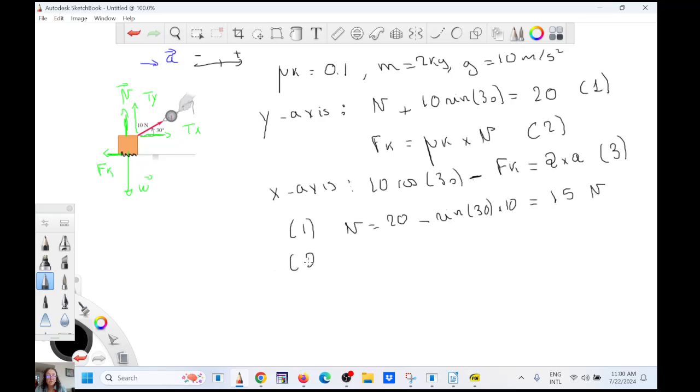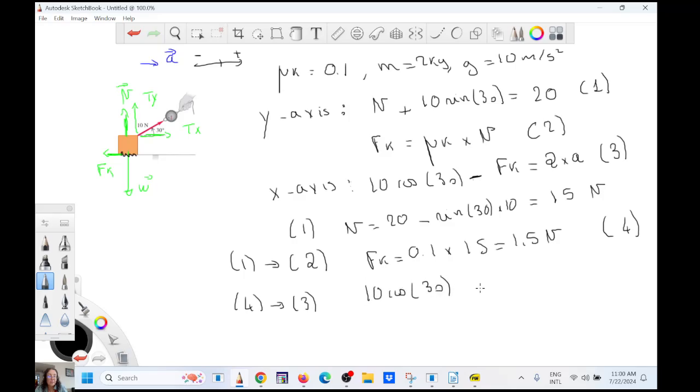Number 2, we use equation 1 in equation 2. So we have the frictional force equals 0.1 times the normal force, which is 1.5 Newton. And you can call that equation 4. So equation 4 into equation 3. So you have 10 cosine 30 minus 1.5 equals 2 times the acceleration.